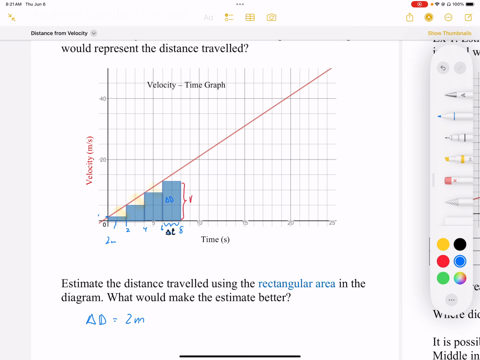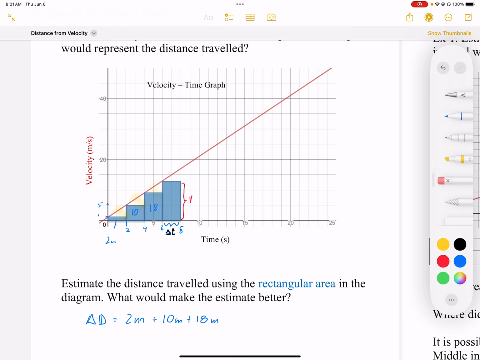The next rectangle is going to have a height of, it looks like, 5 meters per second, with a width of 2 seconds. So it's going to be 5 meters per second for 2 seconds. That's going to be 10 meters of displacement. The next one looks like it has a height of 9 and a width of 2. So 9 meters per second for 2 seconds represents a displacement of 18 meters.